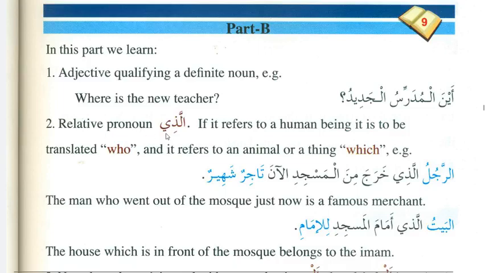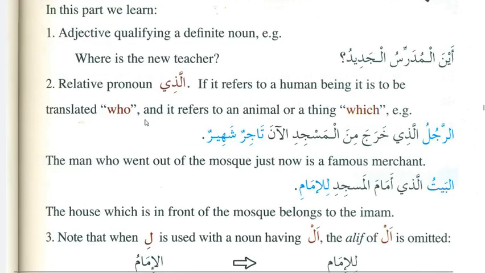Then he will tell you the meaning of the word allazi. Allazi is a relative pronoun. He is telling you that if it is translated for a human, then you will translate it as who. If it is translated for an animal or thing, then you will translate it as which. So these are the two meanings of the word allazi. Allazi is used for masculine only. So you need to read this carefully.